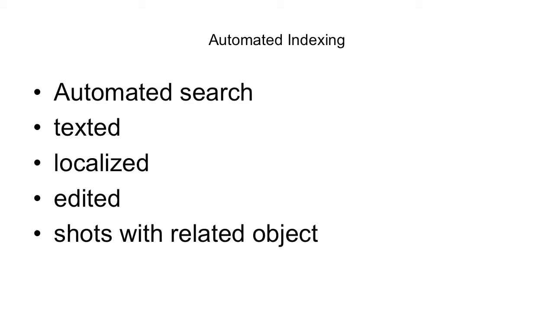The indexing mainly is to search the content, and we are looking for the text content versus the textless content, and localized content, and edit content. And sometimes we search for shots with certain object or logo for next step.